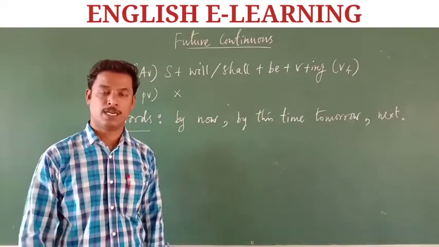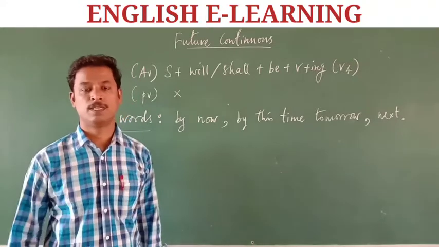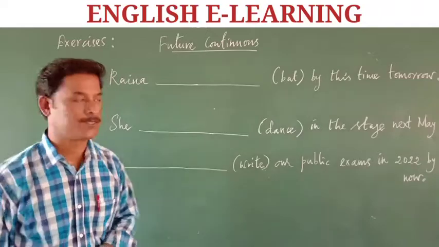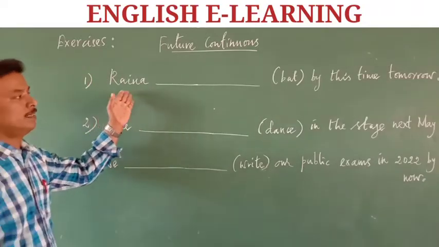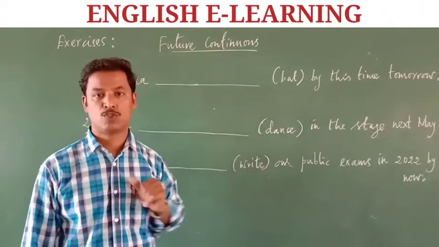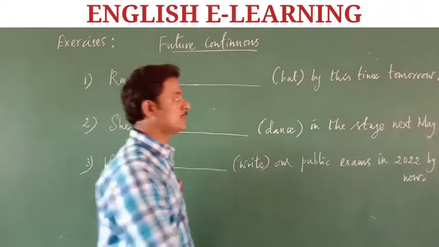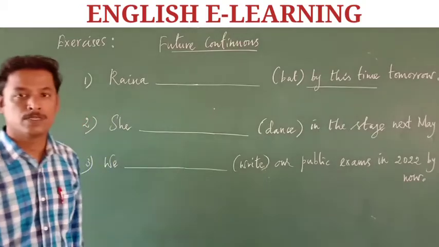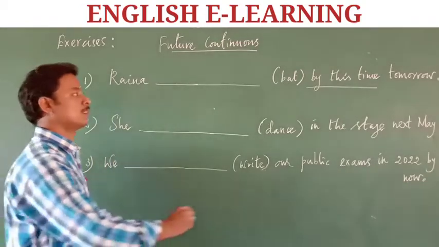Take a screenshot for this future continuous and you can later note it down in your grammar notebook. Right. Look at the examples. Raina dash by this time tomorrow. The keyword is by this time tomorrow. Right. So use future continuous.